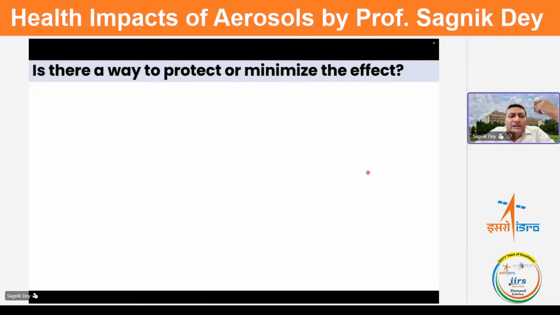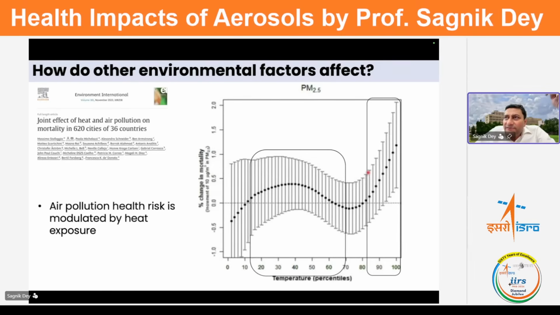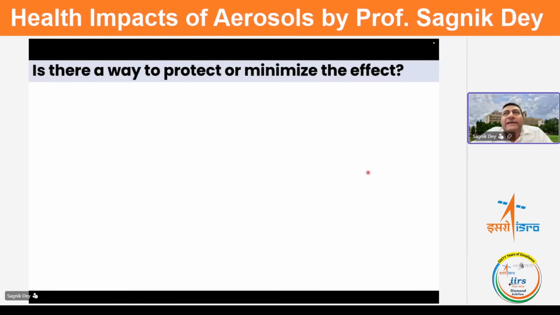In the last couple of slides, we are trying to reduce air pollution. We are trying to address global warming, but we all know that it will take decades before air pollution actually comes down to a safer level. For global warming, it could even take a century. So is there a way to protect or minimize the effect?